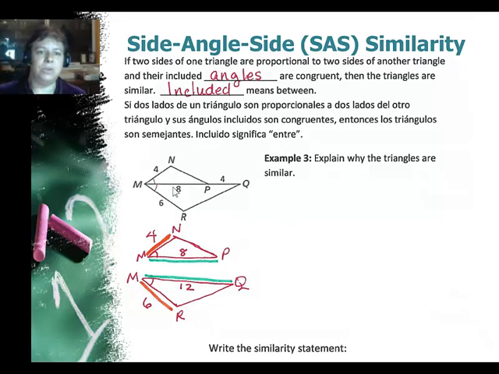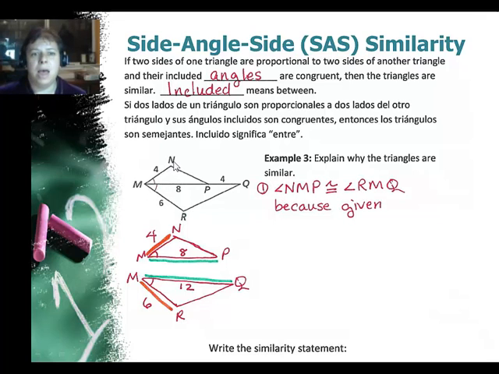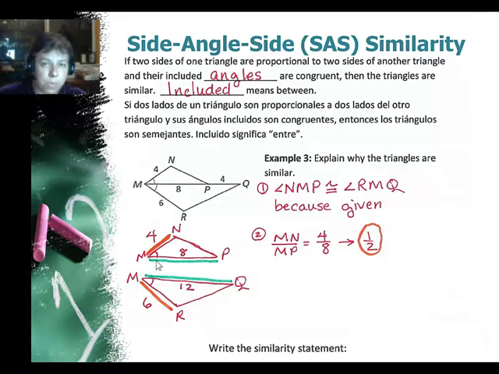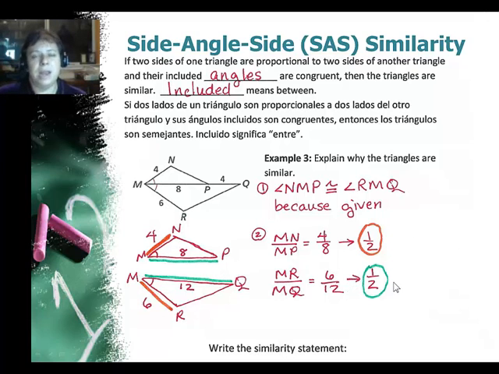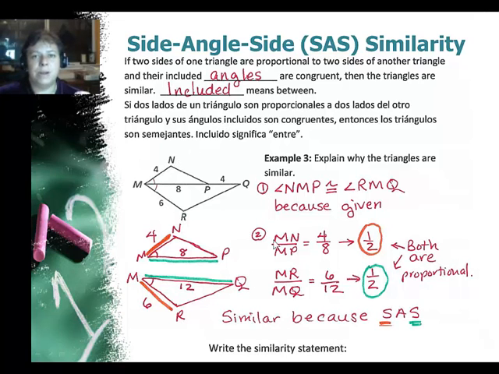The one thing they give me to start is that these two angles here are congruent. So I'll go ahead and write them out. Angle NMP is congruent to angle RMQ, and that's given to me by the arc marks. Now I'm going to go ahead and look at the ratio, and I'm actually looking at the ratio in the triangle, but remember proportions you can rotate. So I'm looking at 4 to 8 and I get 1/2. Let me look at the other one. 6 to 12 and I get 1/2. Since the ratios are equivalent, then it is proportional. And if they're proportional, then I can claim side-angle-side similarity.